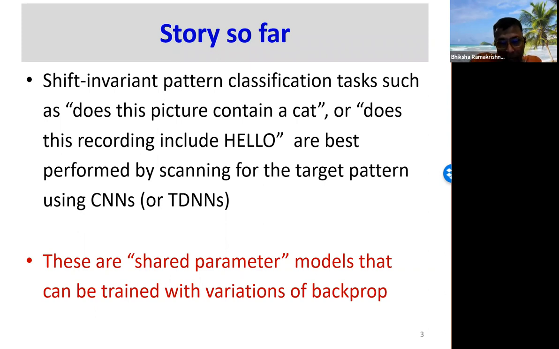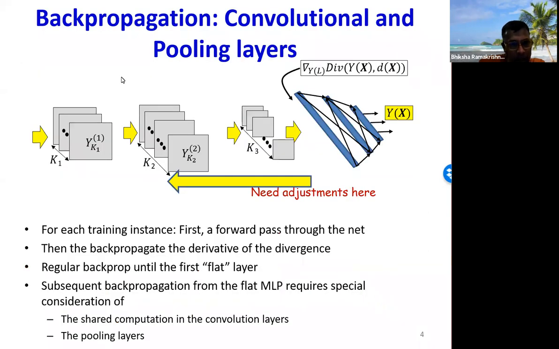So here's the story so far. Shift invariant pattern classification tasks like, does this picture contain a cat? Or does this recording include the word hello? Are best performed by scanning for the target pattern, the cat or the word hello, using CNNs or their one-dimensional scan equivalent, time delay neural networks. Now, these are shared parameter models that can be trained using variations of backprop. So here's what we saw in the last class.